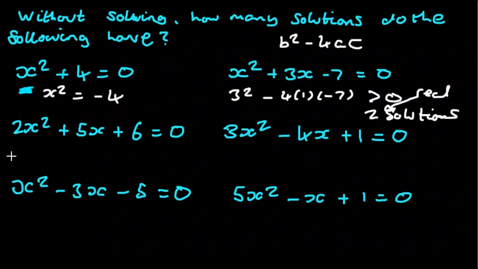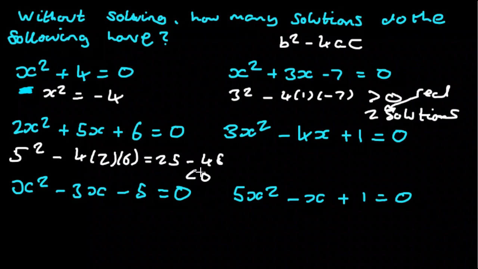So here we're doing 5 squared, and then we're subtracting 4 times 2 times 6. So that's equal to 25 minus 48, because 4 times 6 is 24, times 2 is 48. That's clearly less than 0, so this has no real solutions.